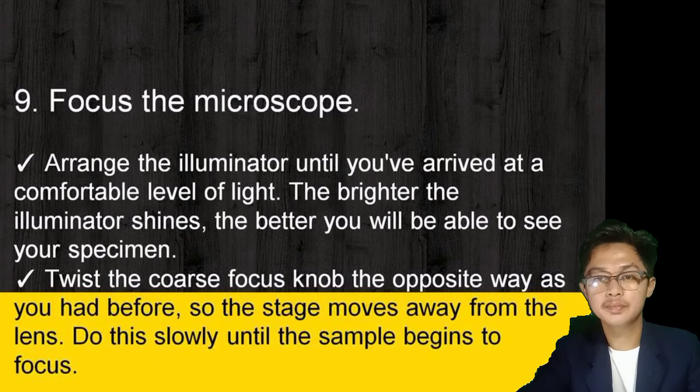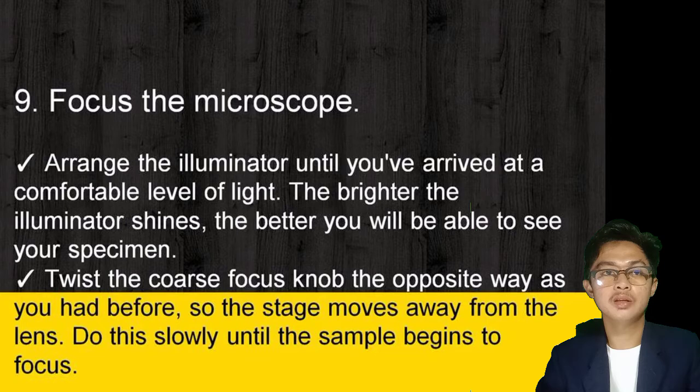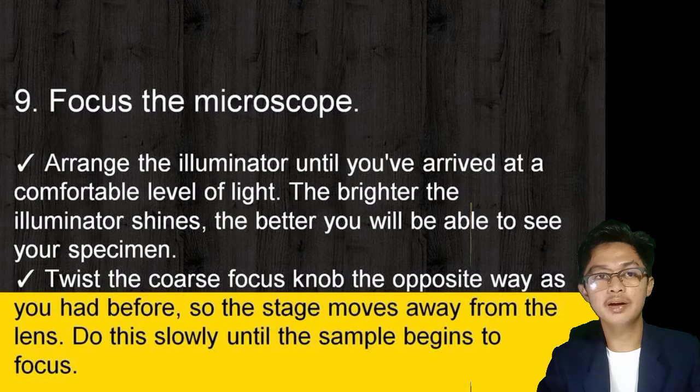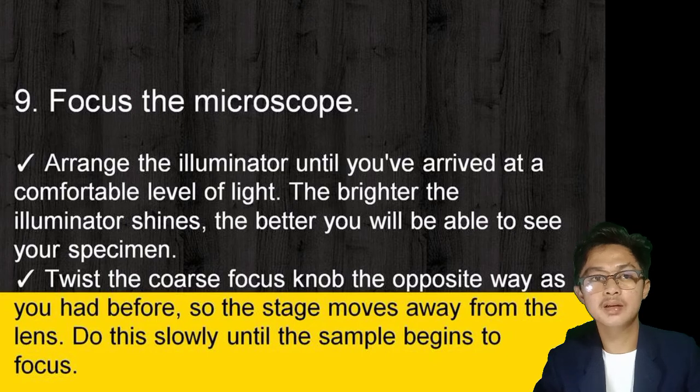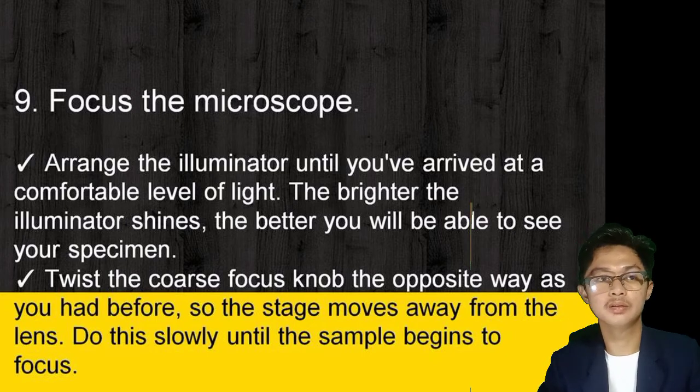In the ninth step, focus the microscope. Looking through the eyepiece, arrange the illuminator and the diaphragm to reach the most comfortable level of light. Move the specimen slide so that the image is in the center of your view. Arrange the illuminator until you've arrived at a comfortable level of light. The brighter the illuminator shines, the better you will be able to use your specimen. Twist the coarse focus knob the opposite way as you had before, so the stage moves away from the lens. Do this slowly until the sample begins to focus.